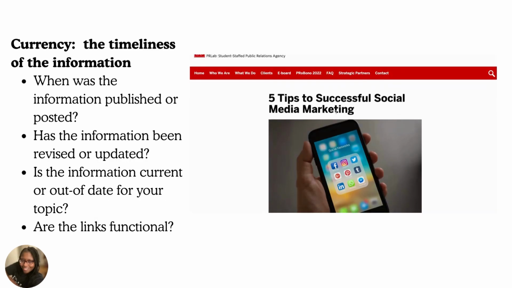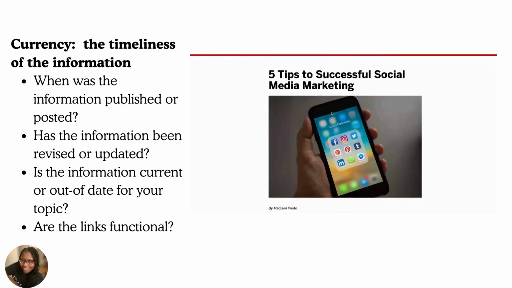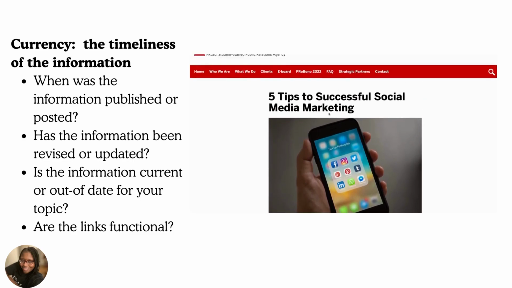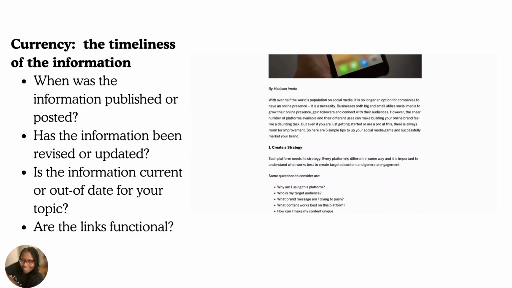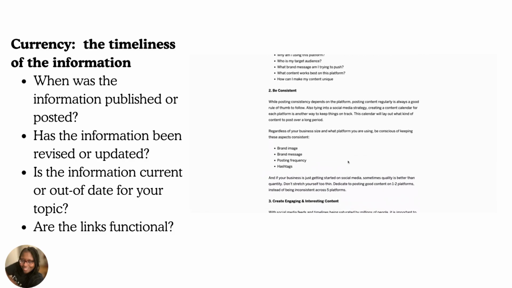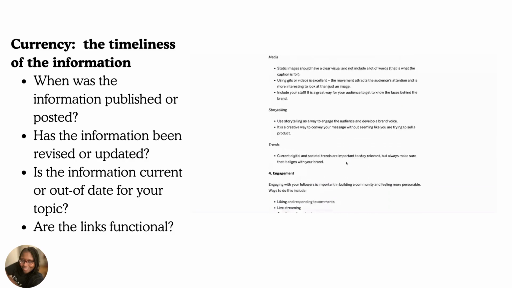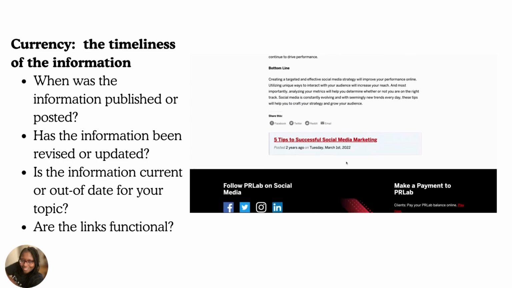So currency talks about the timeliness of the information. It wants to focus on when was the information published or posted? Has the information been revised or updated? Is the information current or out of date for your topic? And are the links functional?